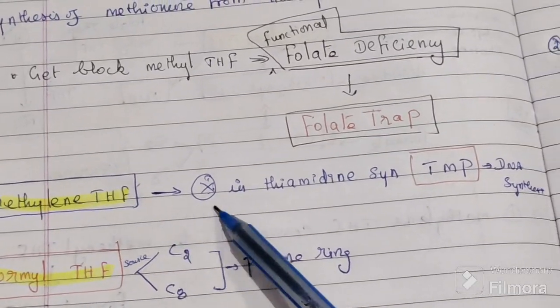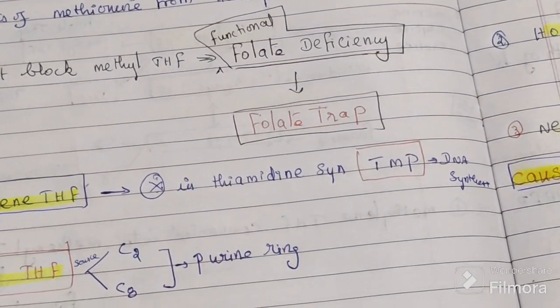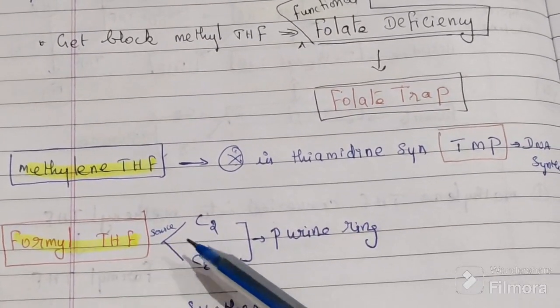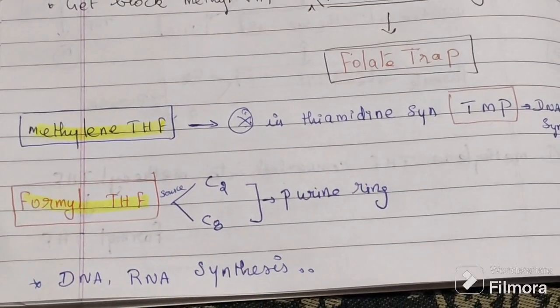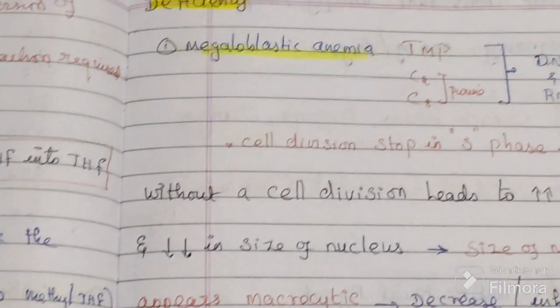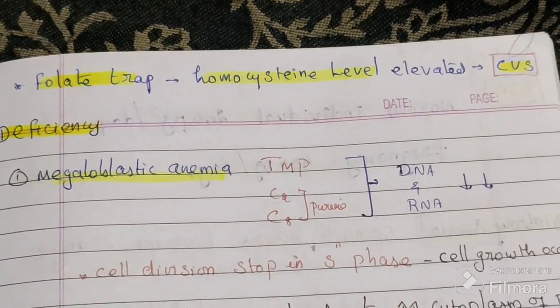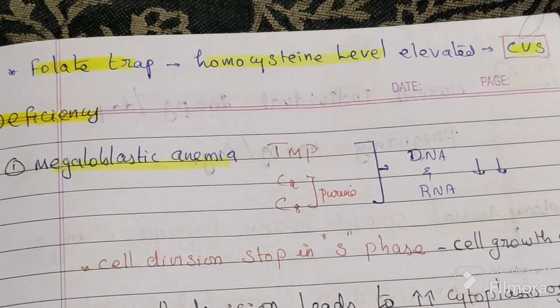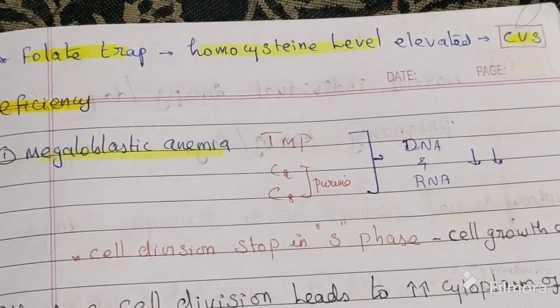This methylene tetrahydrofolate is important for thymine synthesis and DNA synthesis. That formyl group is for the purine ring. So we need it for DNA and RNA synthesis. Then, with the folate trap, the homocysteine level is elevated, which causes cardiovascular manifestations.